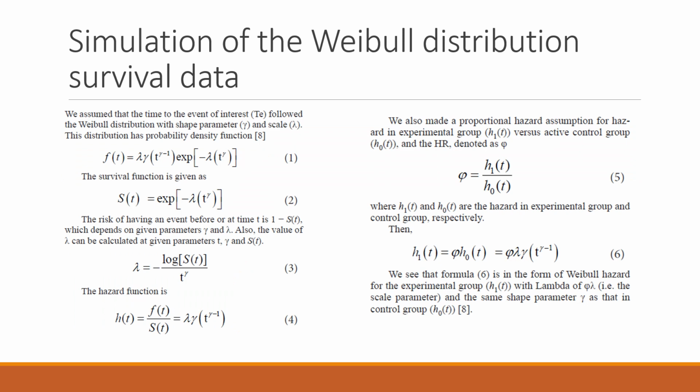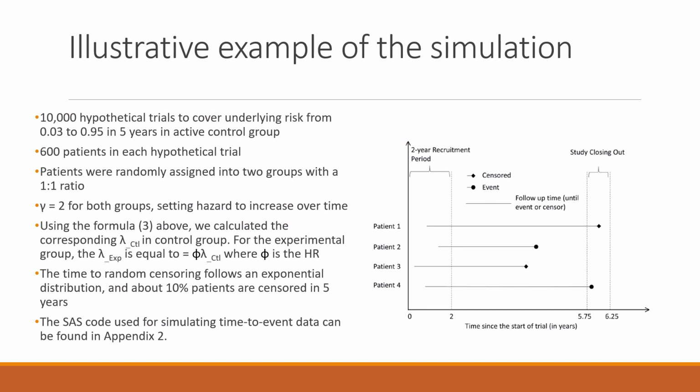We simulated the Weibull distribution time to event data. We illustrated the simulated survival data in this figure. We simulated 10,000 hypothetical trials to cover the underlying risk from 0.03 to 0.95 in 5 years in the active control group. 600 patients were generated for each hypothetical trial. Patients were randomly assigned to the experimental group or control group with a 1-to-1 ratio.